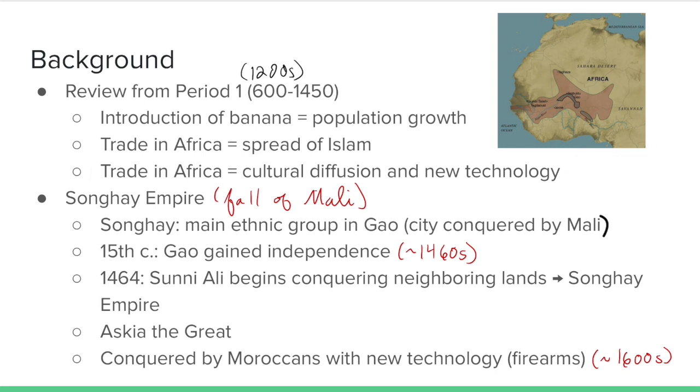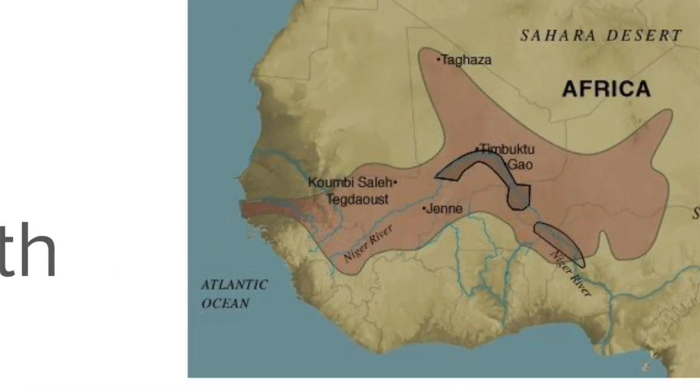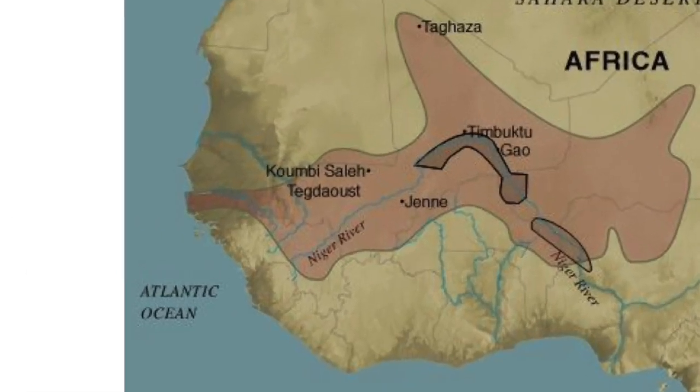The last empire that we talked about in period 1 was the Empire of Mali, which is here along the western coast. It includes areas like Timbuktu and the city Gao. Remember that those were famous Islamic centers of learning.